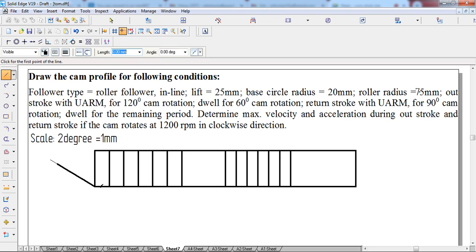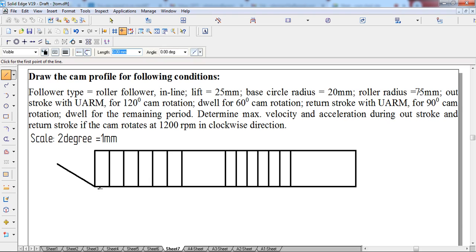I will divide this into 6 equal parts. I have taken, I will take around 5 mm. Okay, otherwise it will be very difficult. So I will divide this into 6 equal parts. I already have the values, so you do accordingly.